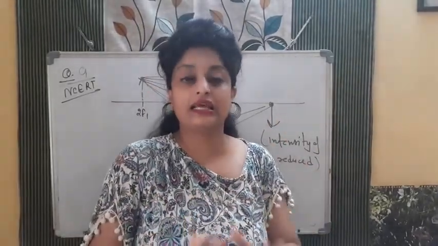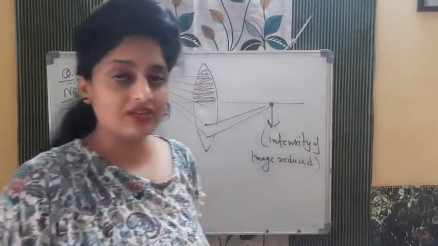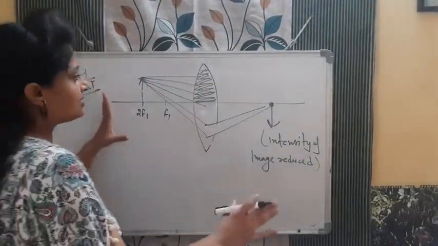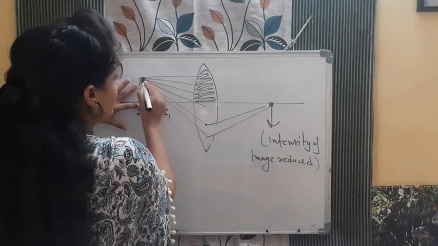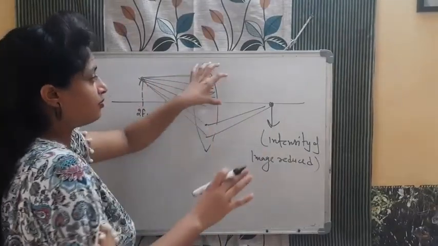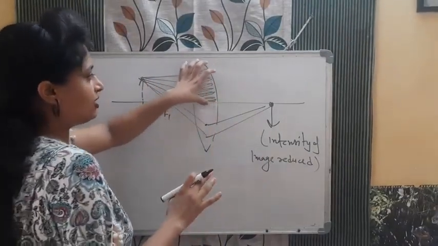Intensity of the light decreases, but the image will be complete. And if someone asks you to draw the ray diagram, you can simply show the 2F1, and one ray is passing from here. When you are blocking it, in that case you will not show it from this part.